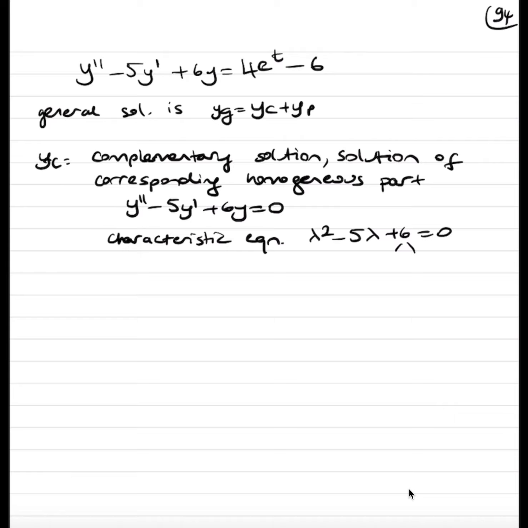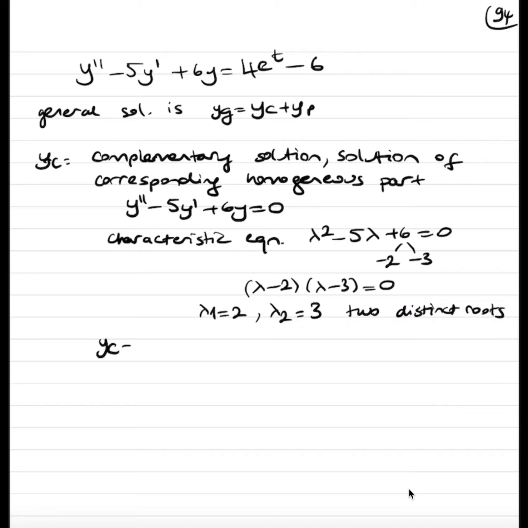Okay, let's find the roots. There is a problem with the roots. Oh no. So it is minus 2 times minus 3. Okay, then we have lambda minus 2, lambda minus 3 is equal to 0. So we are lucky. We have two distinct roots. So lambda 1 is equal to 2, lambda 2 is equal to 3. So these two distinct roots.